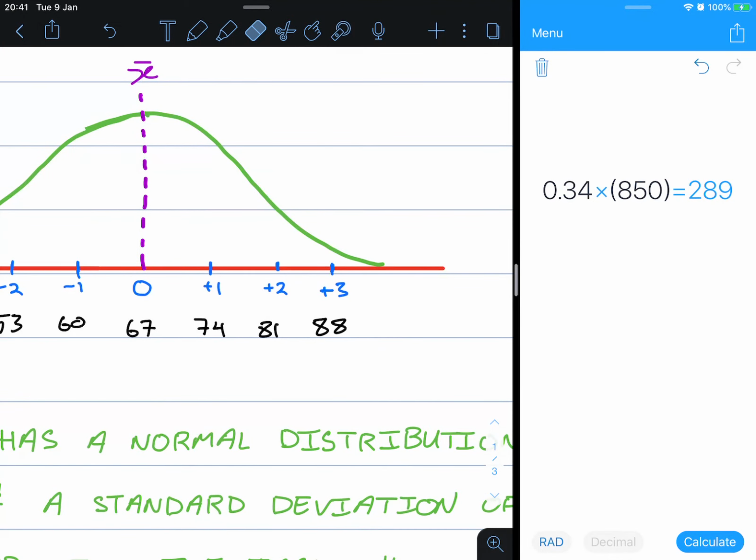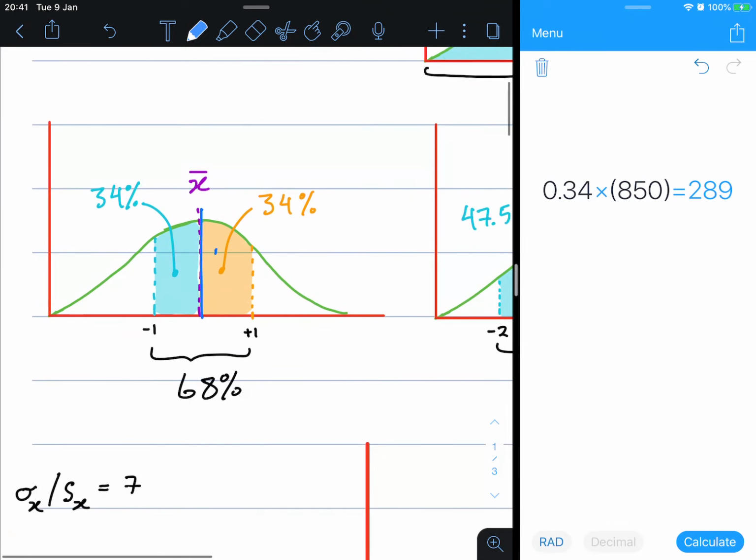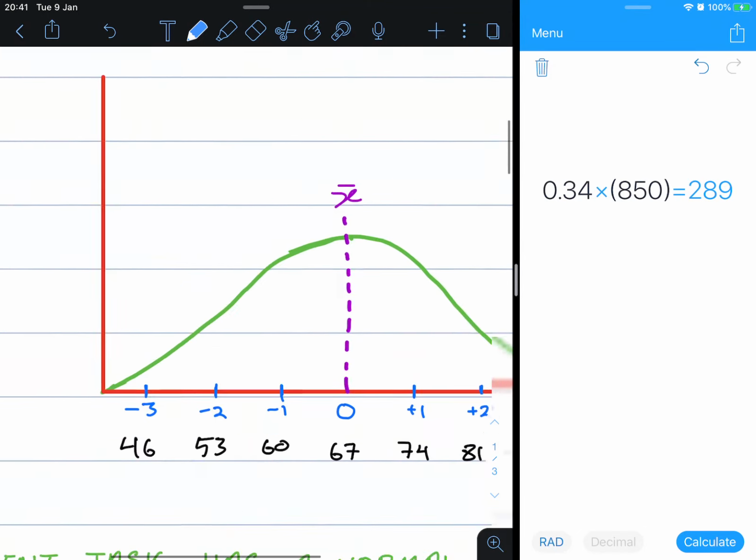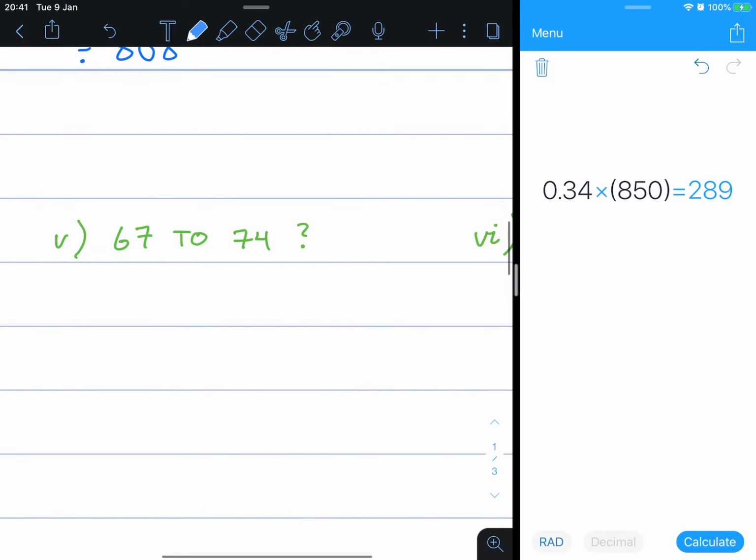From 67 to 74. Let's mark that in. So from 67 to 74. There. So that corresponds to this one. That's also 34%, which we already have the answer for. So 0.34 times 850. The answer is already shown. That's 289.